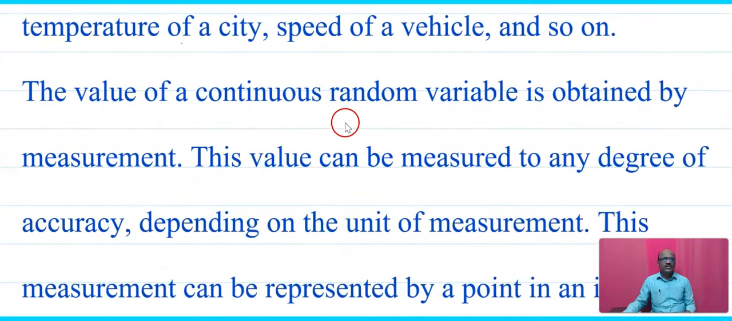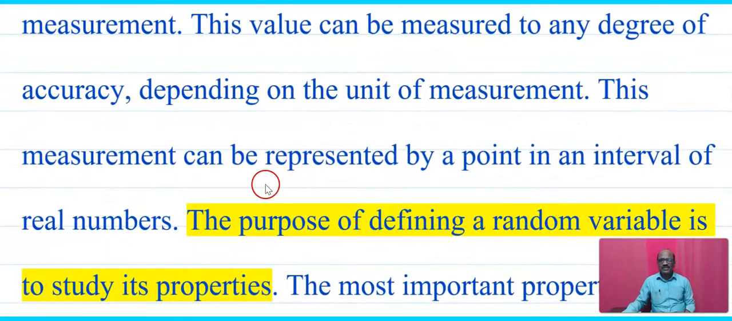The value of a continuous random variable is obtained by measurement. This value can be measured to any degree of accuracy, depending on the unit of measurement. This measurement can be represented by a point in an interval of real numbers.